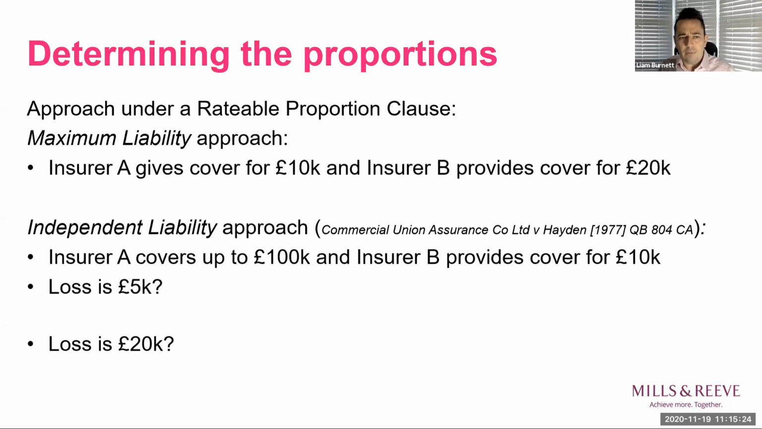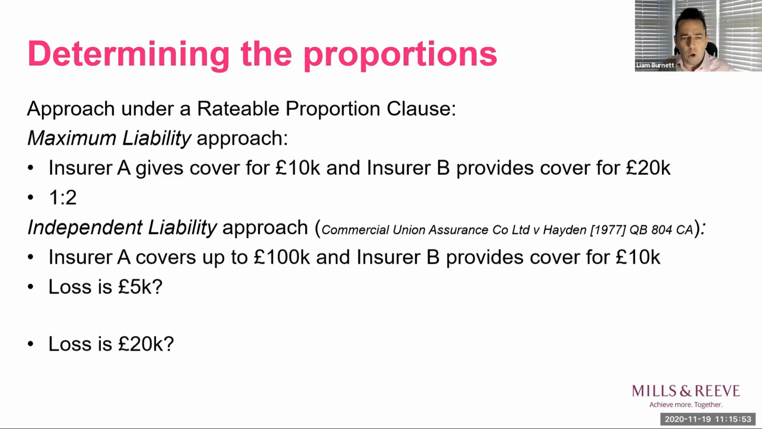If insurer A gives cover for 10,000 and insurer B provides cover for 20,000, then in that scenario, insurer A will be liable for 1/3 of the loss and insurer B will be liable for 2/3. The next approach is the independent liability approach, and this applies in liability policies where each insurer's liability is worked out independently. Let's look at that in an example.